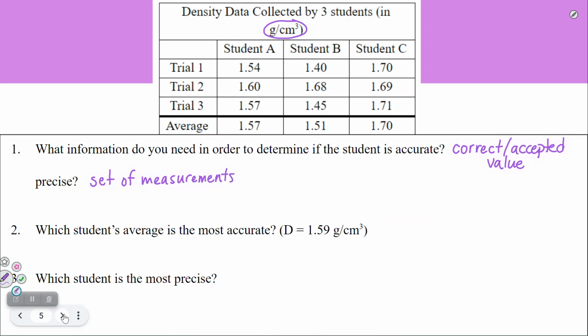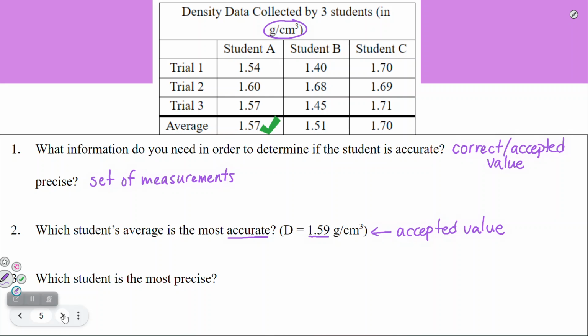Looking at question 2, it says, which student's average is the most accurate? So this right here is going to be our accepted value for the object. Since we're looking for accuracy, we're looking to see which student had an average that is closest to this. Closest to that would be which student? Yes, student A. Student A's average measurement was closest to the accepted value, thereby it was accurate.